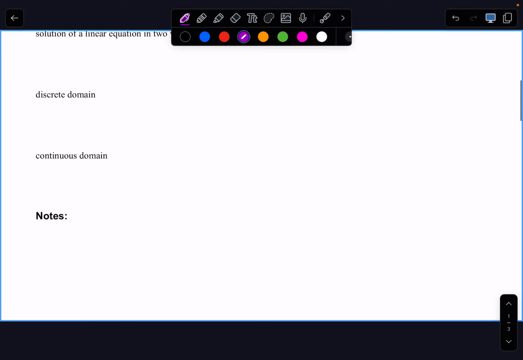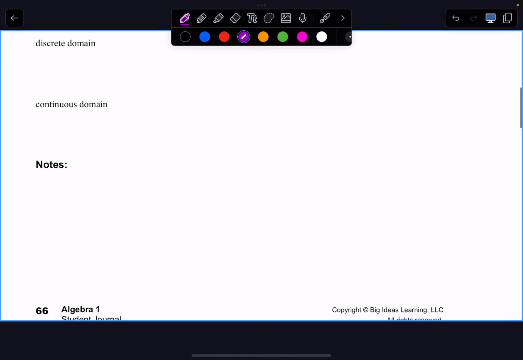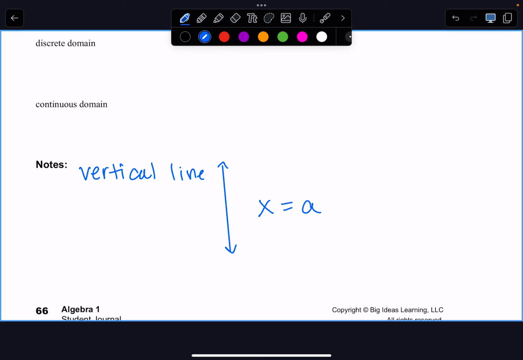Now, I do want you to make a note down here where it says notes. If we have a vertical line, we all know what it looks like. Now, we haven't talked about what the equation that matches a vertical line is. If I have x equals any number, x equals 5, x equals 2, x equals 17, that is going to be a vertical line graph. Okay? Just in case that pops up.